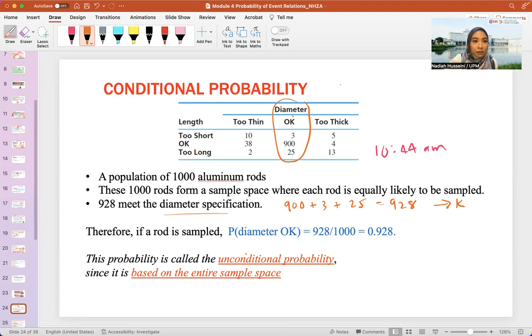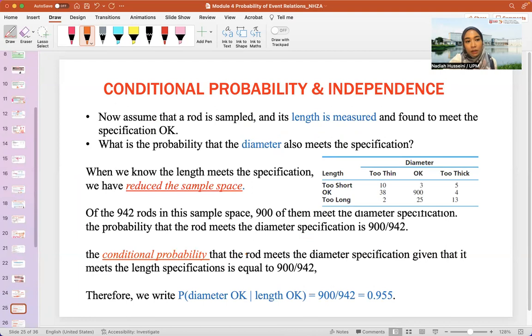And the diameter, if I take a rod, the probability of me getting a rod with a diameter that is okay is 928 out of the 1,000 rods. Since this probability is based off the entire sample space, this is called the unconditional probability. Okay. So now, what is a conditional probability?